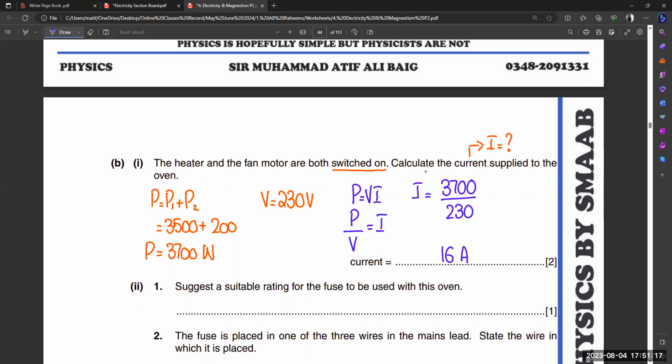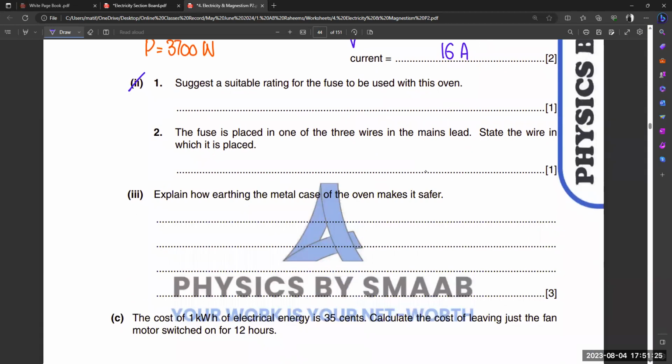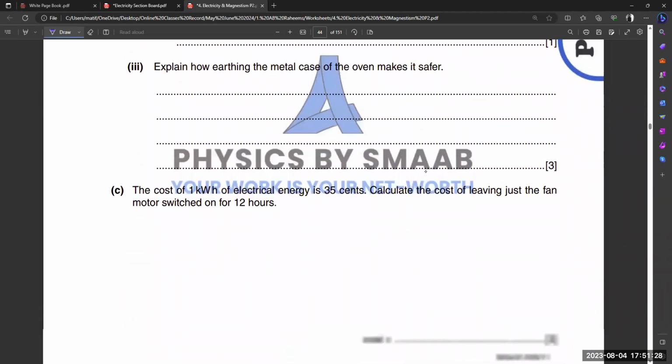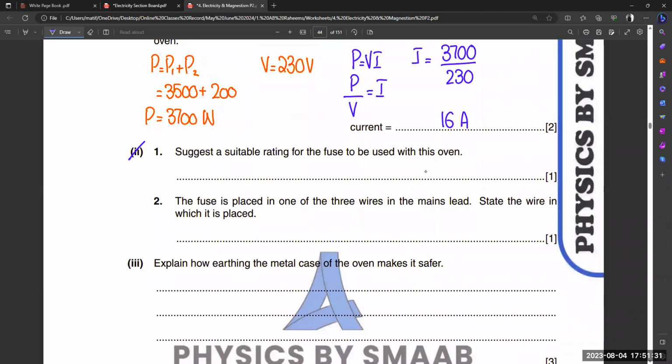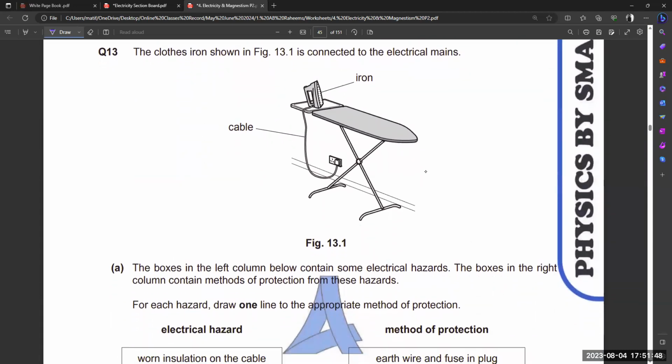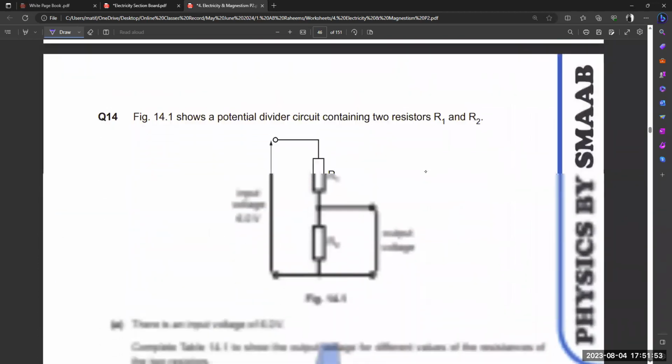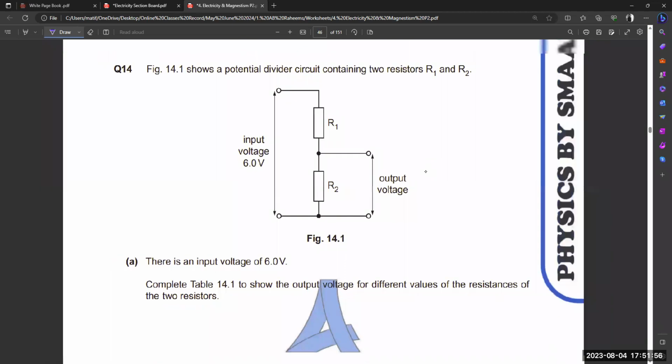Okay, the next part is related to your next chapter. This part is connected with your next chapter, so we will complete this question when we talk about the concepts of the new chapter. Because you know that in your past paper, all the questions and concepts are connected. That's why we are solving those questions which are related to our first electricity chapter.